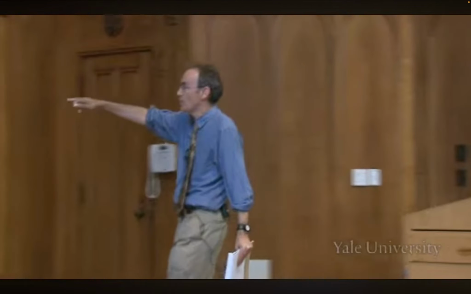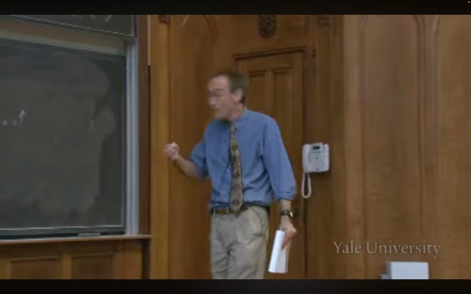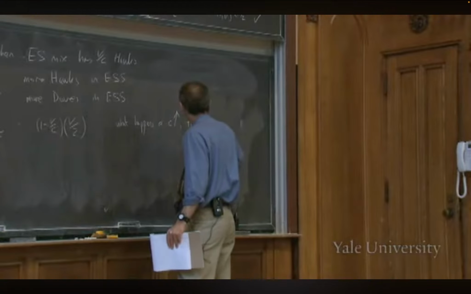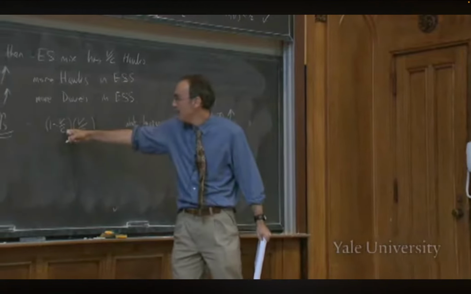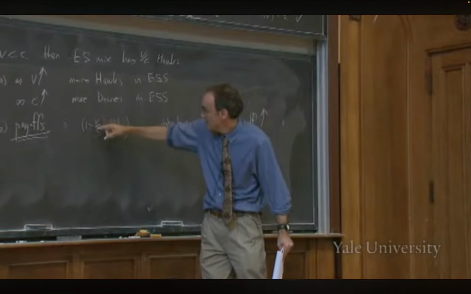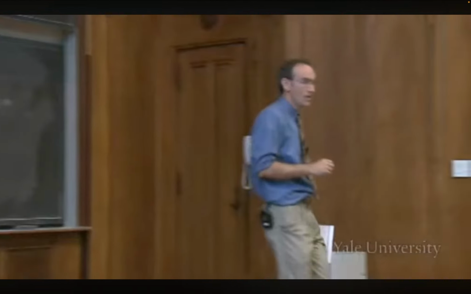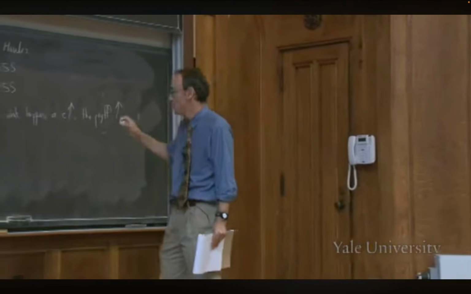What happens as C goes up? The payoff goes up, right? As C goes up, the payoff goes up. If we take C bigger, all right, this gets smaller, which means this is bigger. Everyone see that? So just look at that term, 1 minus V over C times V over 2. It's actually increasing in C.